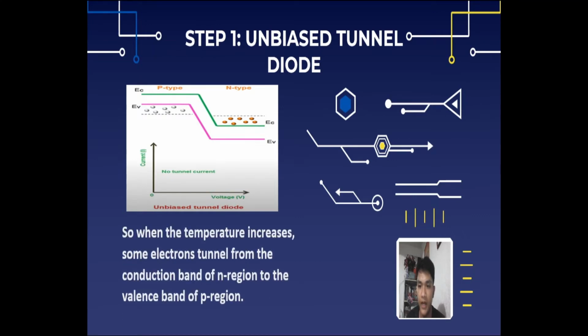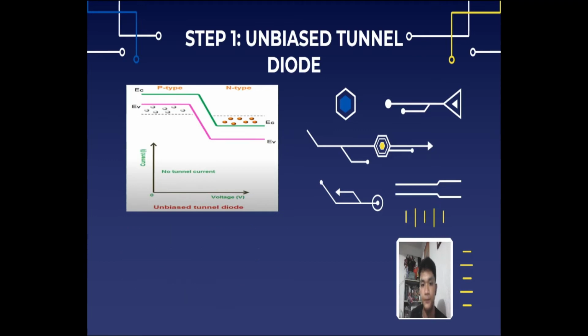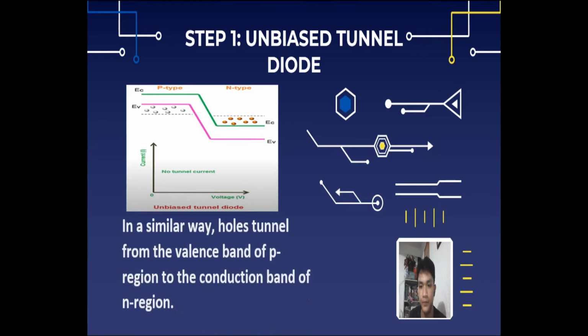So when the temperature increases, some electrons tunnel from the conduction band of the N region to the valence band of the P region. In a similar way, holes tunnel from the valence band of the P region to the conduction band of the N region.